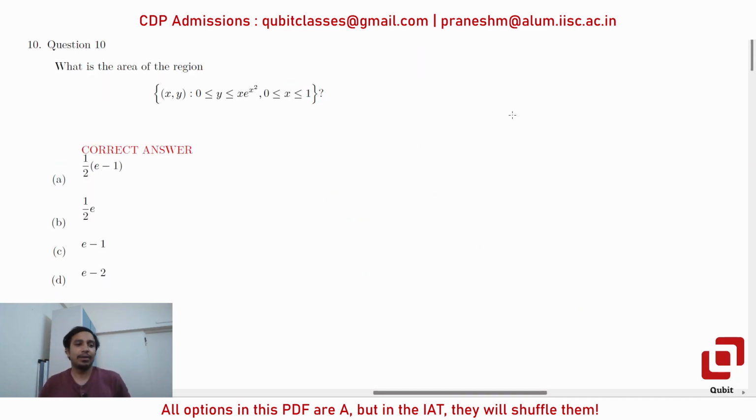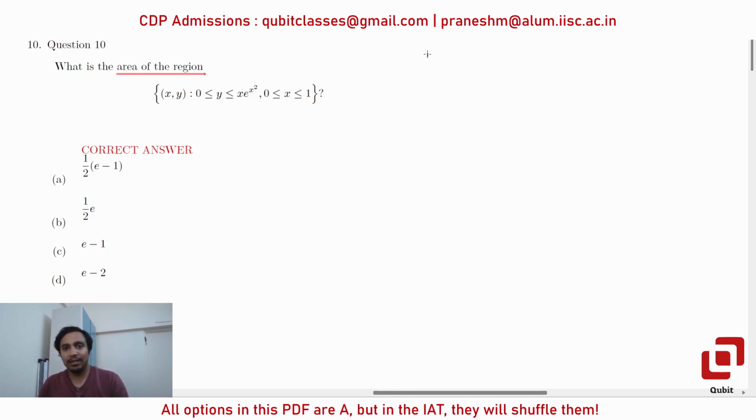Question 10 on applications of definite integration. What is the area of the region xy such that 0 less than or equal to y less than or equal to x e to the power x squared, 0 less than or equal to x less than or equal to 1? And we have got 4 options. It's a pretty simple problem, I would say.